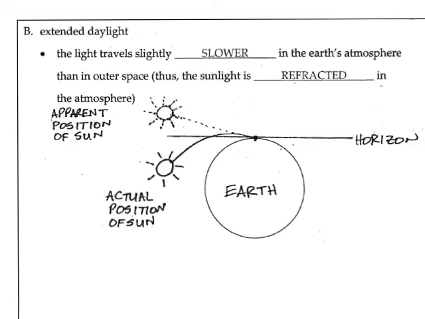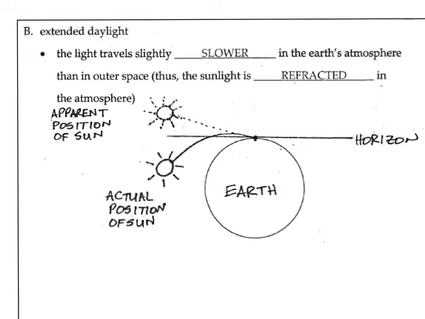Another example of refraction is extended daylight. Light's going to travel slightly slower in the Earth's atmosphere than in outer space because we have different densities depending on those layers in the atmosphere. And what that means is sunlight will get refracted the closer it gets to the surface of the Earth. So if we're standing on top of the world, and here's our horizon, when we look out, we think we see the sun. However, because that light is bending, the sun is physically below the horizon. We just perceive it as being able to see it above the horizon.